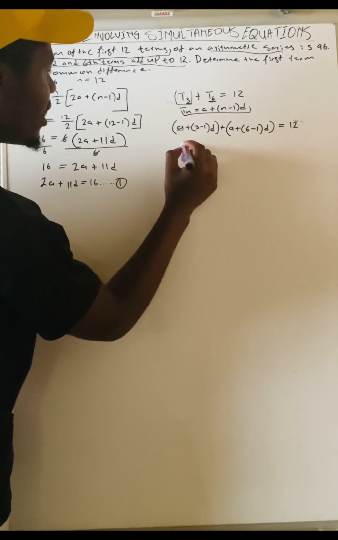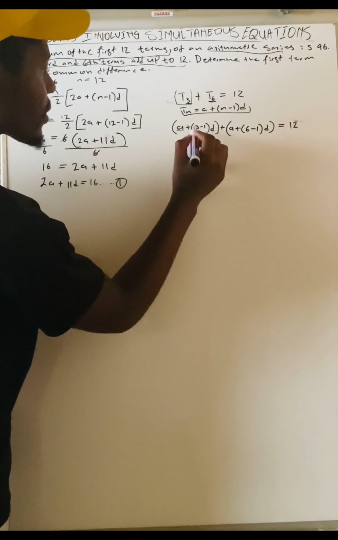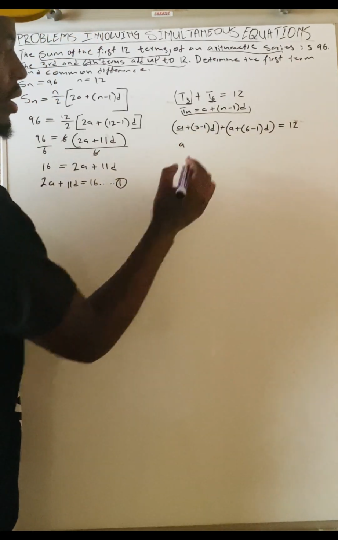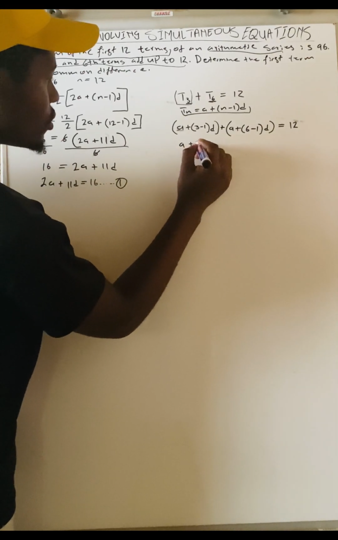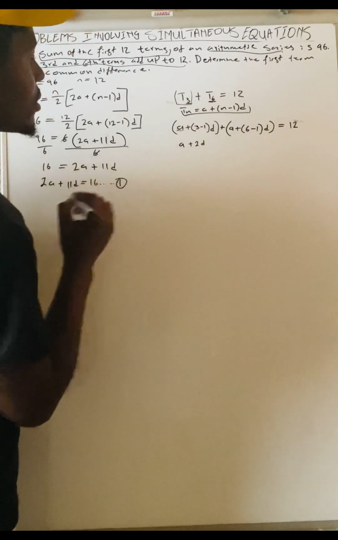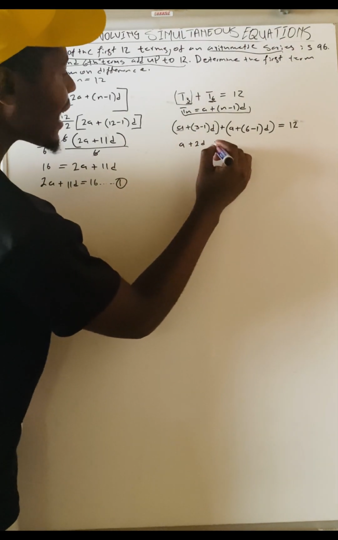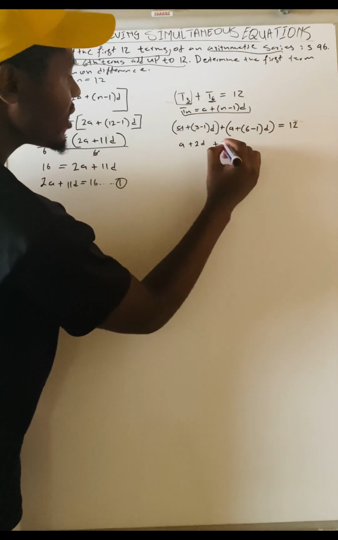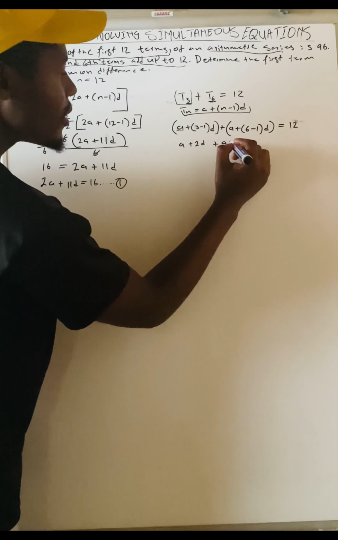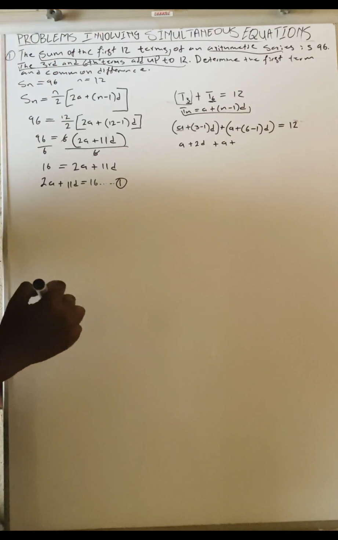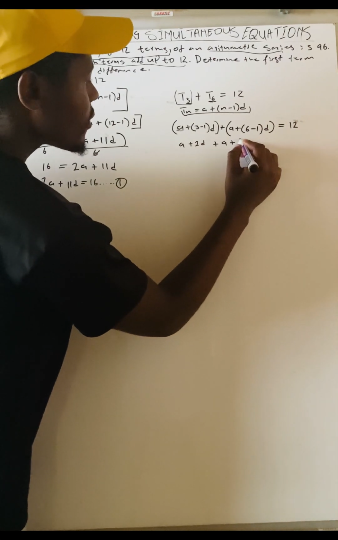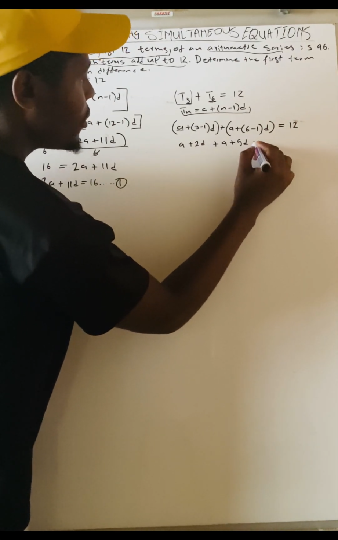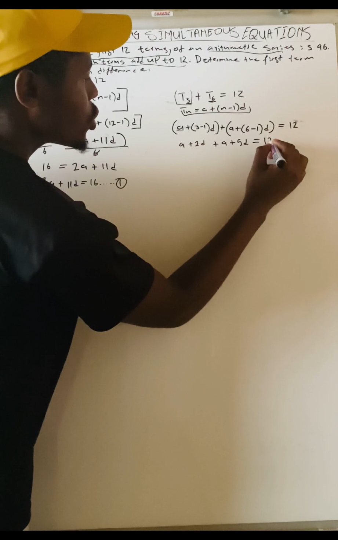Let's focus here. You write A, 3 minus 1 multiplied by d, you will get positive 2d. Plus, we focus on this side. You write your A, plus 6 minus 1 is 5, multiplied by d. You will get 5d, which is equal to 12.